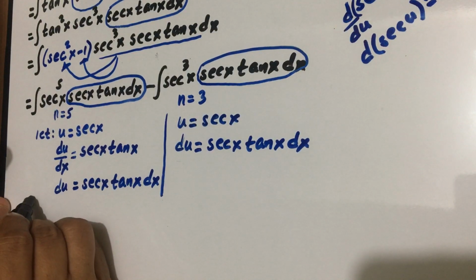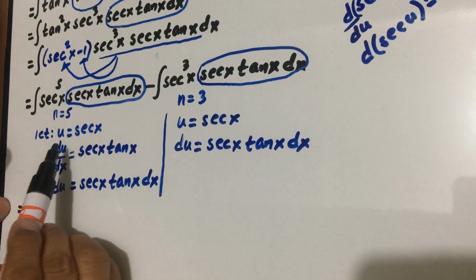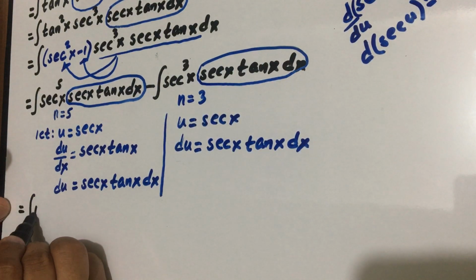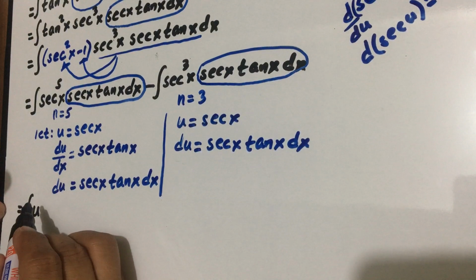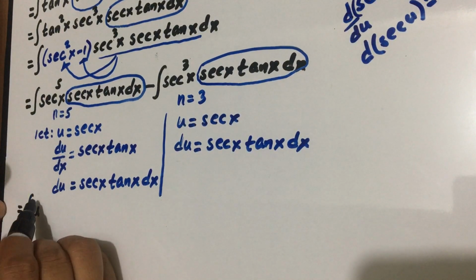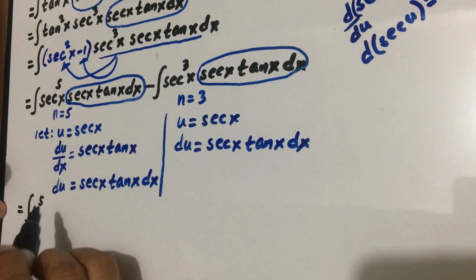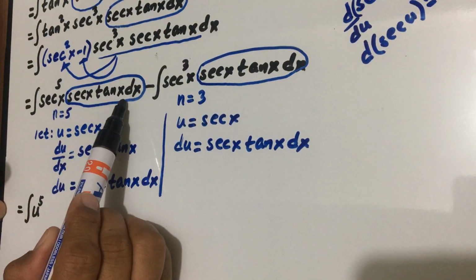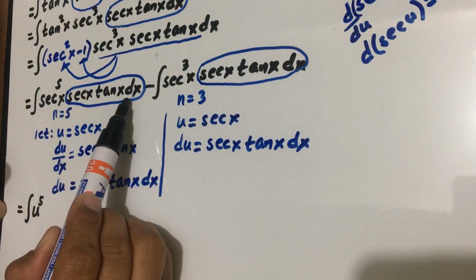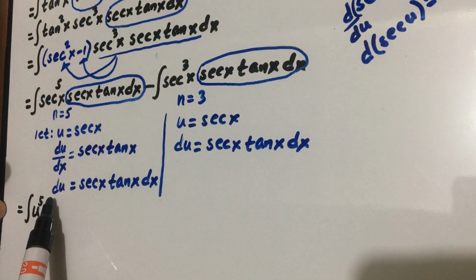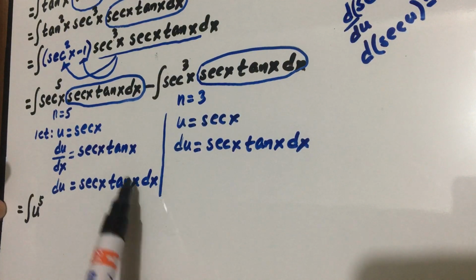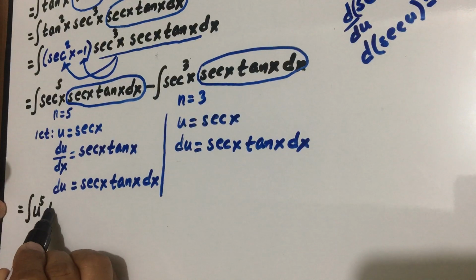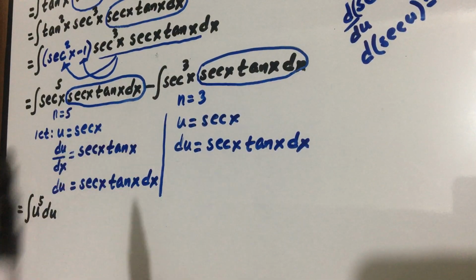So, substituting, this becomes the integral of, we let u equal to secant x, so this is the integral of u to the n. Our n is equal to 5. Okay? Then secant x tangent x dx, that is just equal to du. So you replace this by du.